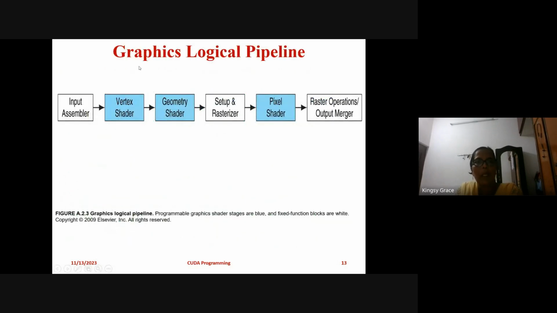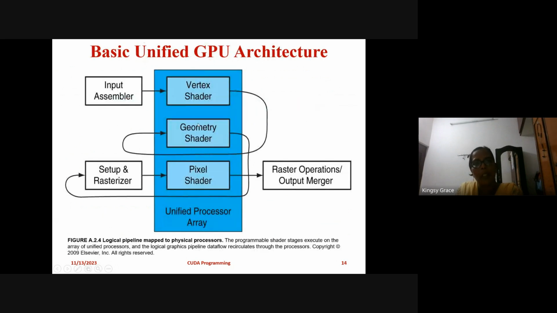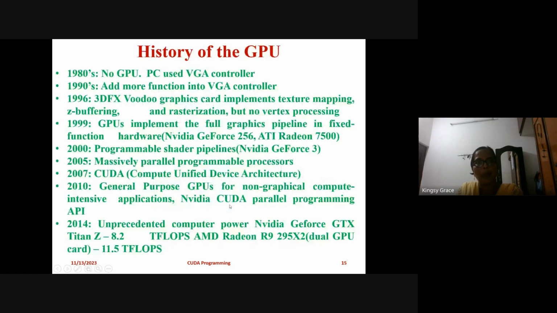The graphics pipeline for the GPU has an input assembler, vertex shader, geometry shader, setup and rasterizer, pixel shader, and so on. I won't go deep into all of that, but in the unified GPU architecture, everything happens in parallel.